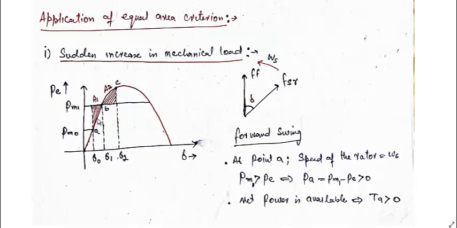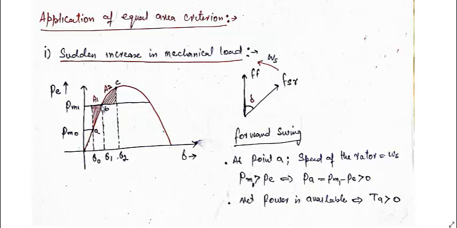At this point also, mechanical power is greater than electrical power, but the difference between them is less. We can say acceleration will be less, but acceleration is still positive. The speed will still be increasing. Let us say at this point the speed is 1500 rpm, and at this point it is 1505 rpm. Here also, since positive accelerating power is there, the speed will again increase. When the speed increases, delta will increase, so electrical power further increases.